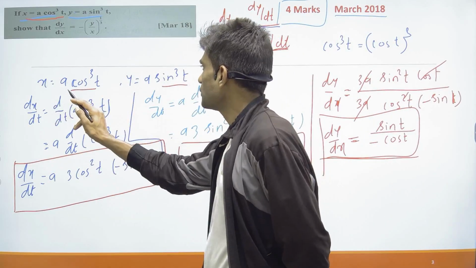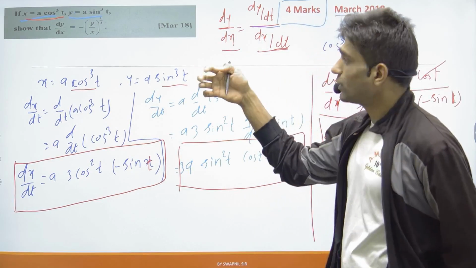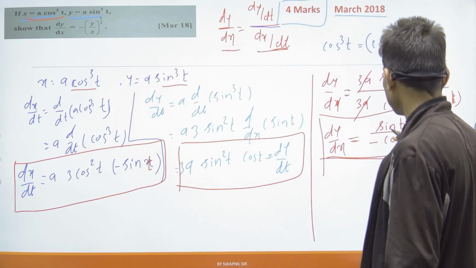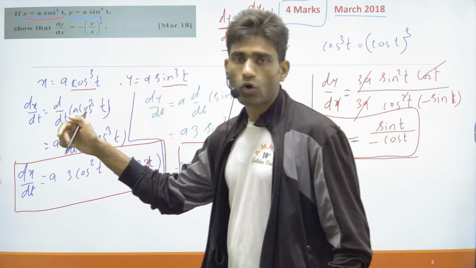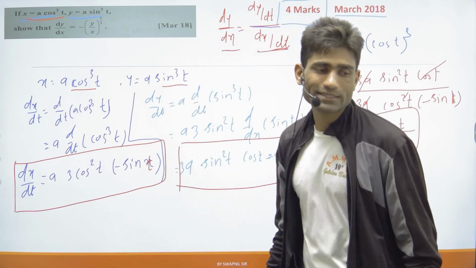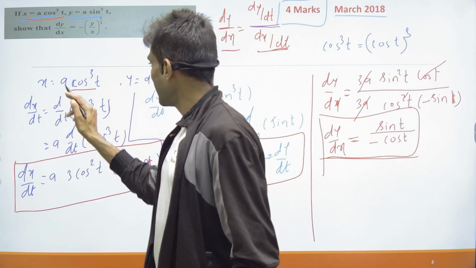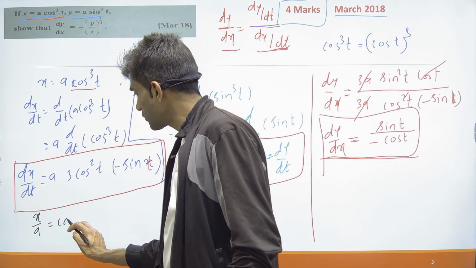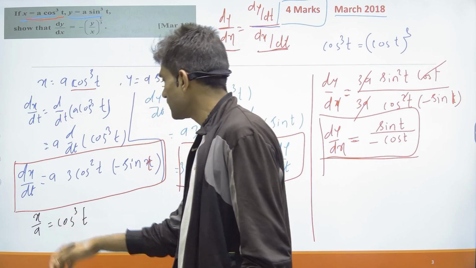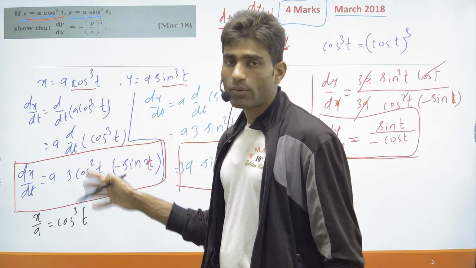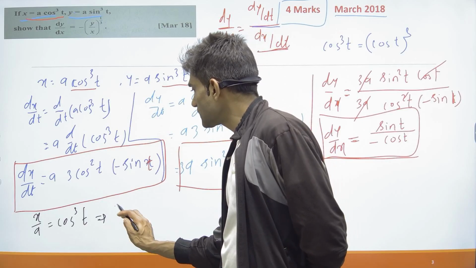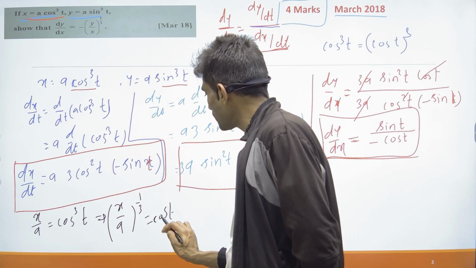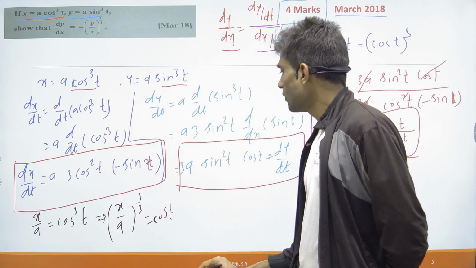We have x equal to a cos cube of t. Now try to create the value of cos t from our example and substitute in place of sin and cos. See how I'm making the value for cos and sin here. Take a to the other side. So we get x divided by a, which is equal to cos cube of t. Take the 1/3 power on both sides. We get x by a to the power 1 by 3, which is equal to cos of t. So we got the value for cos of t as x by a to the power 1 by 3.